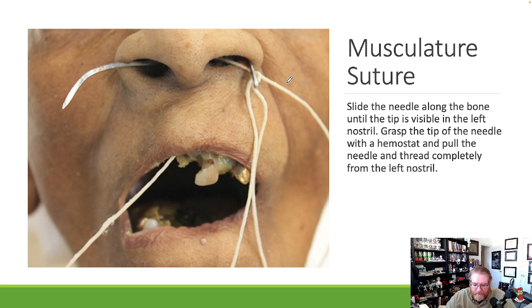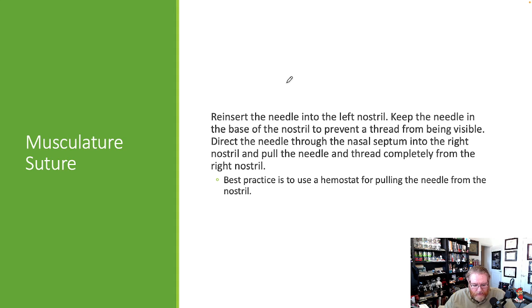Slide the needle along the bone until the tip is visible in the left nostril. Grasp the tip of the needle with a hemostat and pull the needle and thread completely from the left nostril. Reinsert the needle into the left nostril. Keep the needle in the base of the nostril to prevent a thread from becoming visible, and direct the needle through the nasal septum into the right nostril and pull the needle and thread completely from the right nostril.